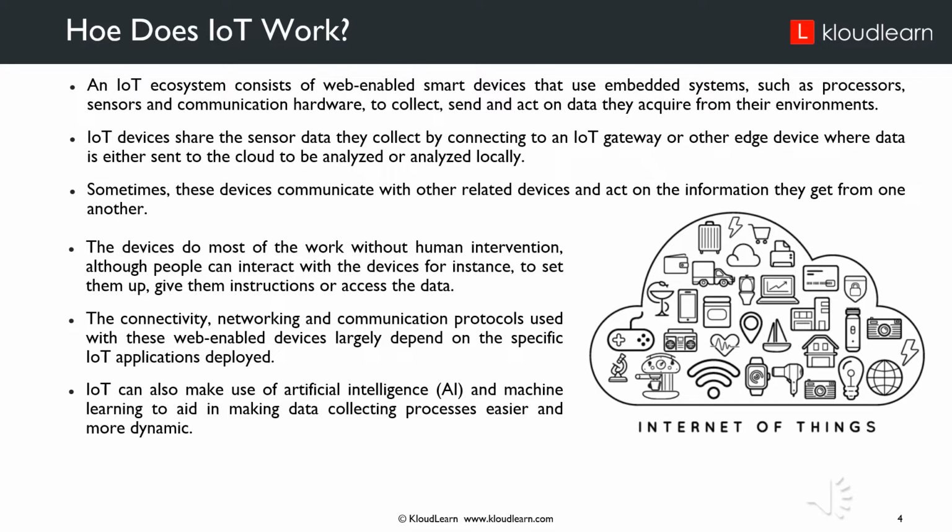Sometimes these devices communicate with other related devices and act on the information they get from one another. These devices do most of the work without human intervention, although people can interact with the devices, for instance, to set them up, give them instructions, or access the data. The connectivity, networking, and communication protocols used with these web enabled devices largely depend on the specific IoT applications deployed. IoT can also make use of artificial intelligence and machine learning to aid in making data collecting processes easier and more dynamic.